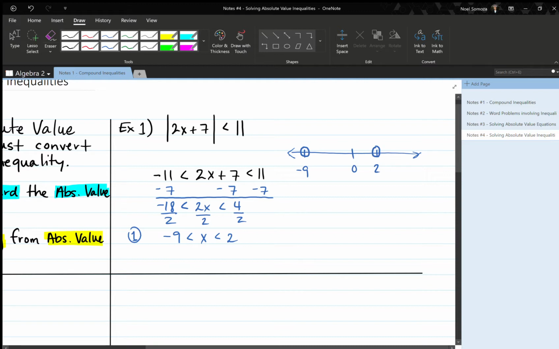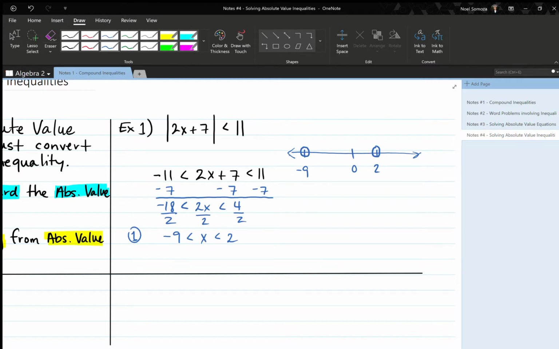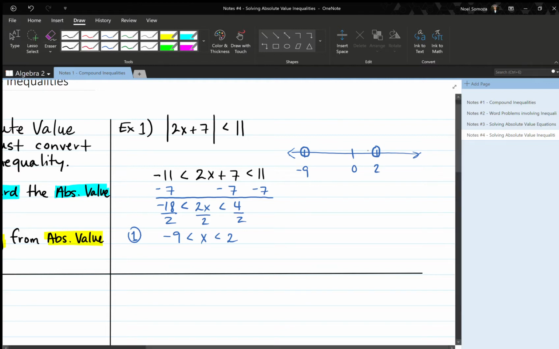Where's the shading going to be if it's an and problem? Or where should it be most of the time? In the middle, right? Well, let's just double check. It's got to be less than 2, so over here, and greater than negative 9 this way, so it's going to fill in the center. So I get my shading right here, because that's my solution set.